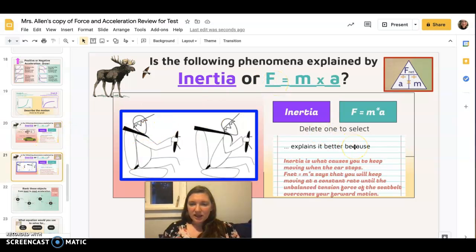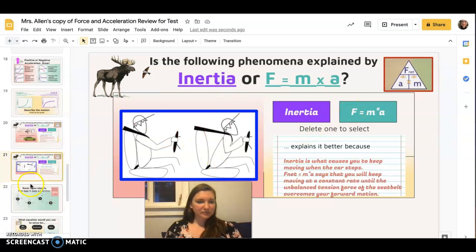And this one, inertia is the easy, quick answer, right? Because that car is stopping, but you're going to keep moving until something causes you to stop. And what's going to cause you to stop is the unbalanced forces there. So Newton's second law is all about unbalanced forces, that you're going to keep moving at a constant rate until the unbalanced tension force of the seatbelt overcomes your forward motion. Okay? So thinking about net forces there.